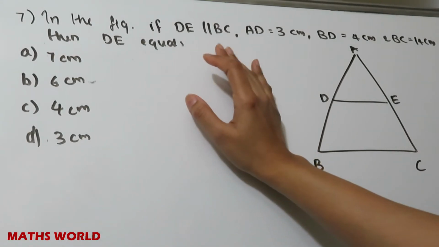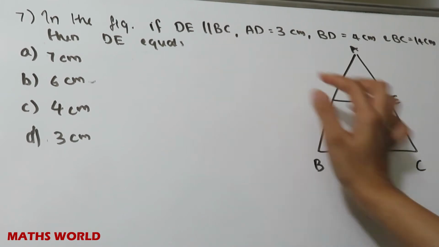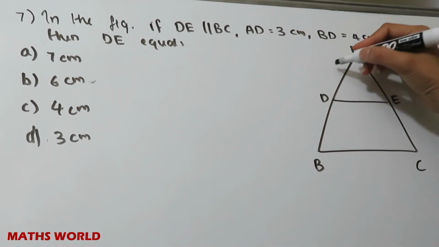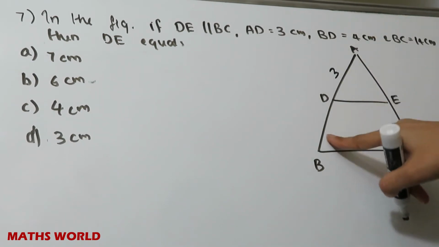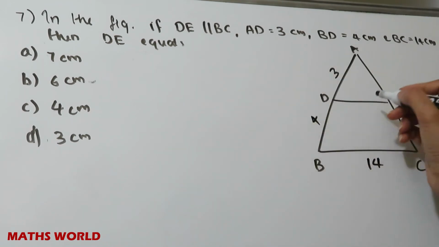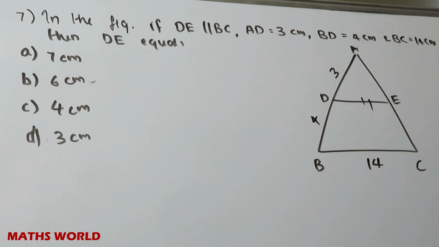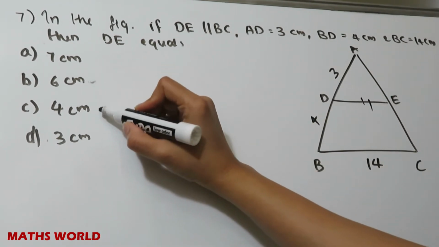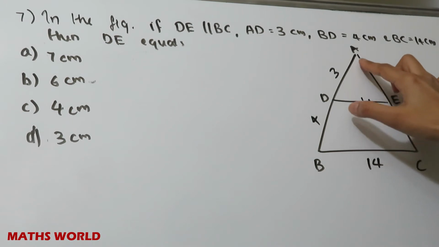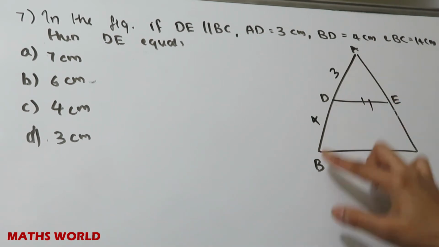Seventh one. In the figure, if DE is parallel to BC, AD is equal to 3 centimeter, BD is equal to 4 centimeter and BC is equal to 14 centimeter, then find the value of DE. 7 centimeter, 6 centimeter, 4 centimeter, 3 centimeter. These are the options. Okay, here there are two triangles, ADE and ABC.